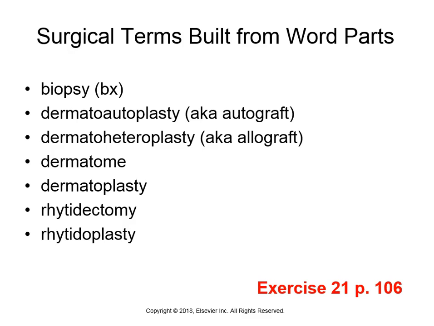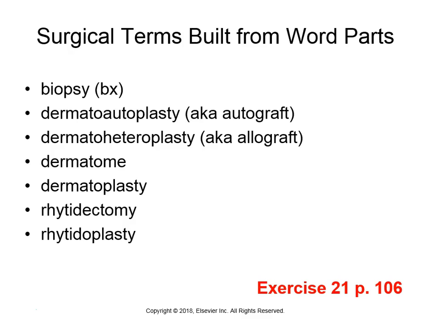So if someone gets burned, for example, you take a piece of skin from another area and move it onto the burned area. So if you're doing that from the same person, like you take a chunk of leg skin and move it onto your arm, that would be a dermatoautoplasty or an autograft. If you're taking it from another person or a cadaver, for example, and putting it on someone else, then it would be a dermatoheteroplasty or allograft.